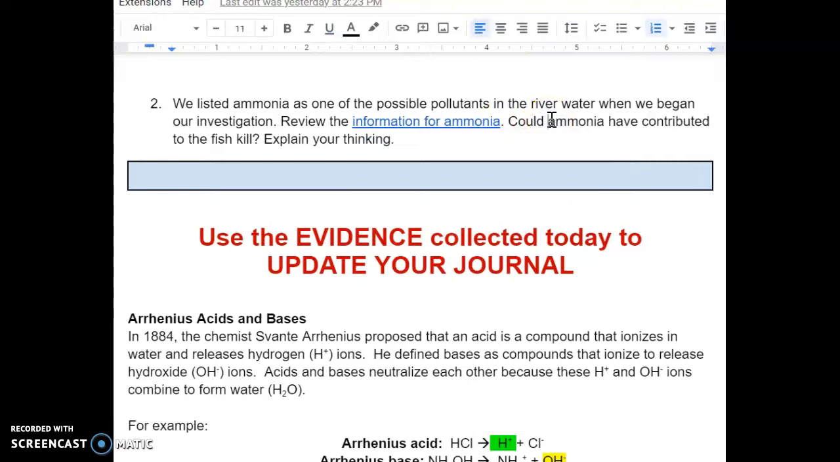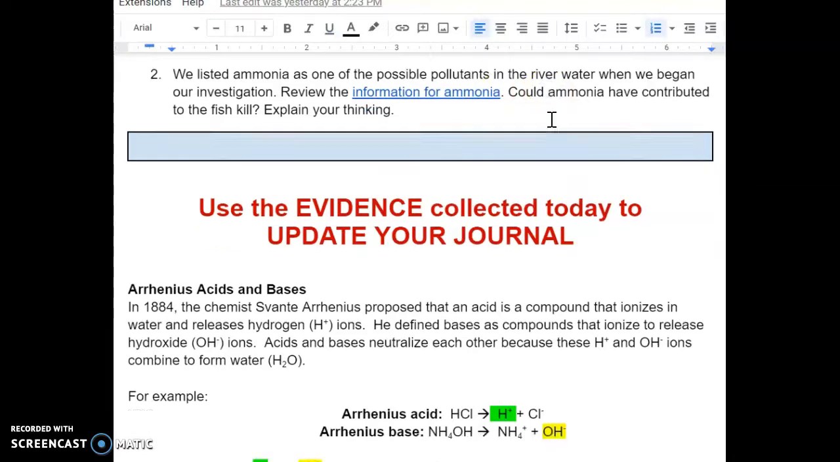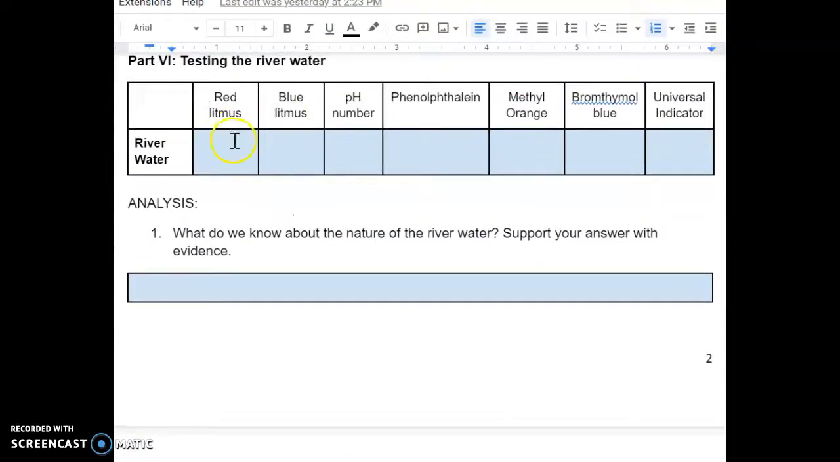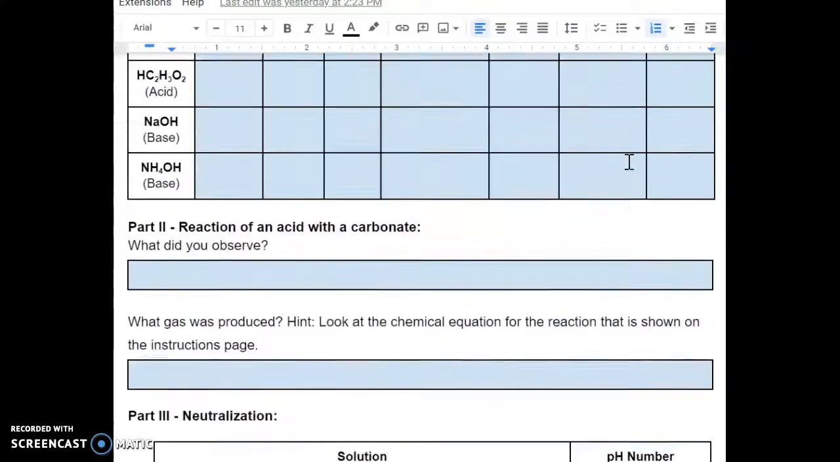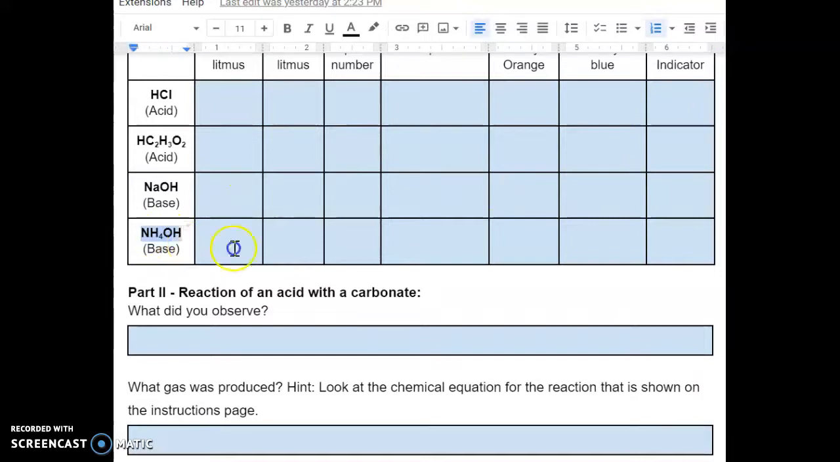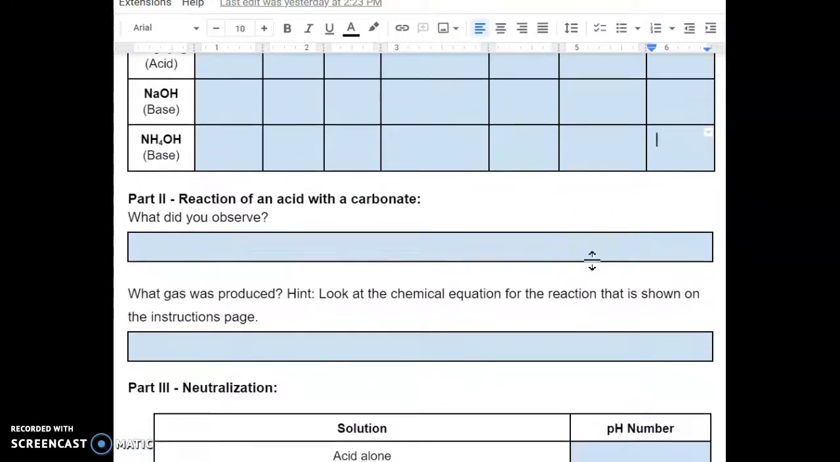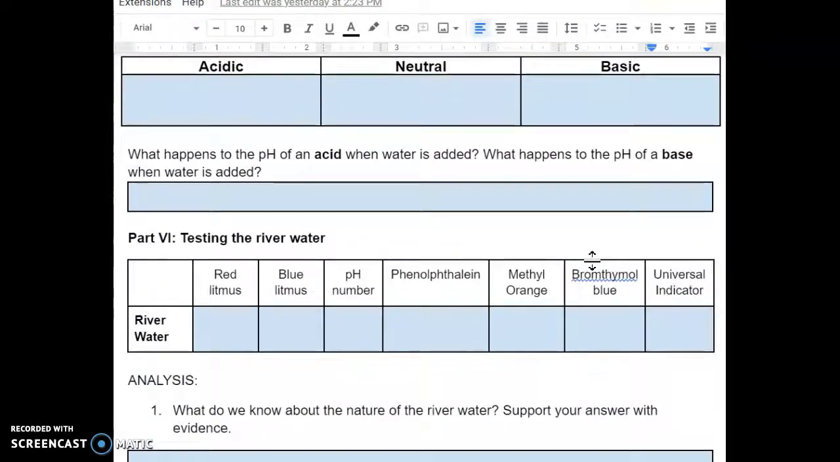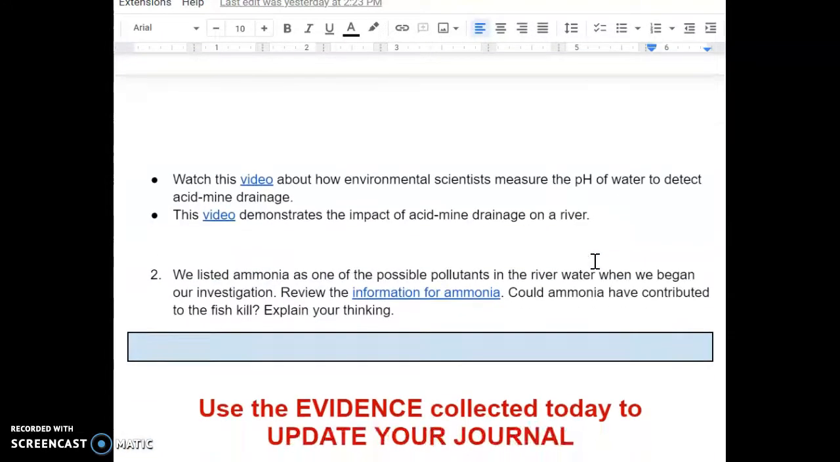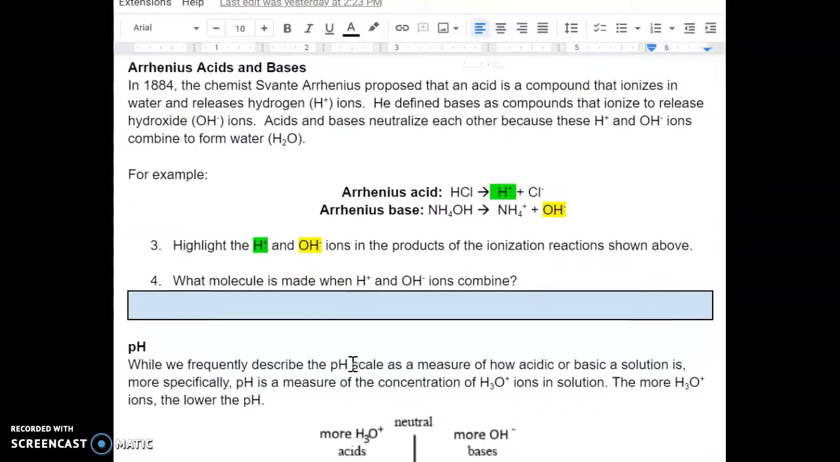And then it says, could ammonia have contributed to the fish kill? Think about what our river water's pH was and the properties, and then go back up to the first chart where we have ammonium hydroxide and compare it. Based on these, is it similar or different? If it's similar, it could be present. If it is not similar, I would not expect it to be present. So go ahead and answer that for number 2.